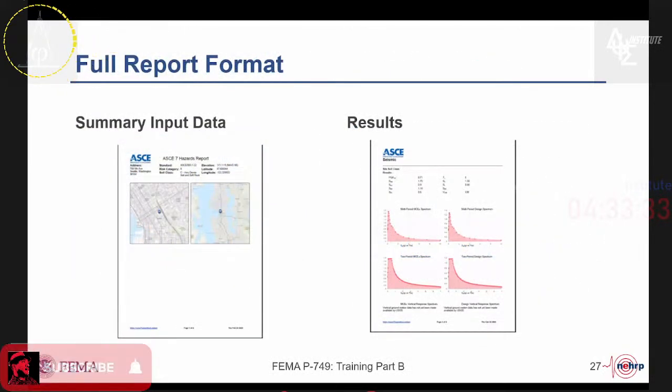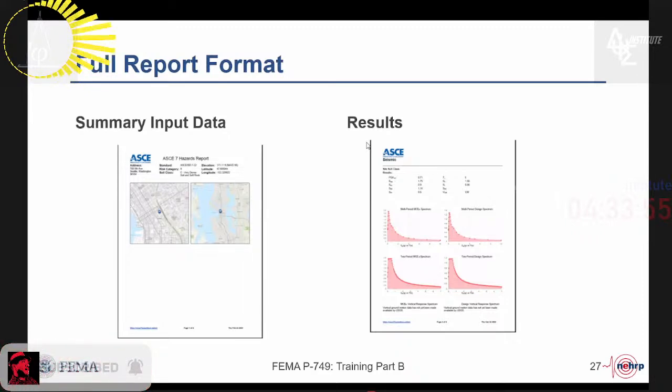Once you do that, you input your site class and your risk category. You tell the tool what hazards you want the data for. You can do it for seismic, wind, atmospheric icing, tsunami, etc. And you hit the button to bring up the results, and you get a summary such as you see here.